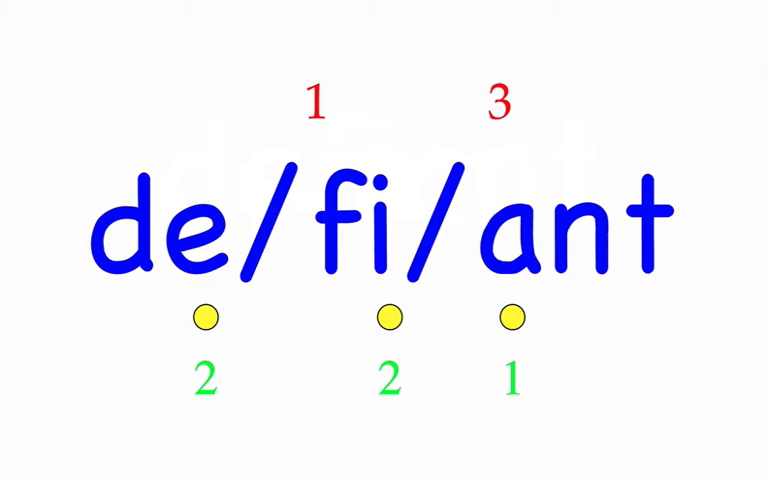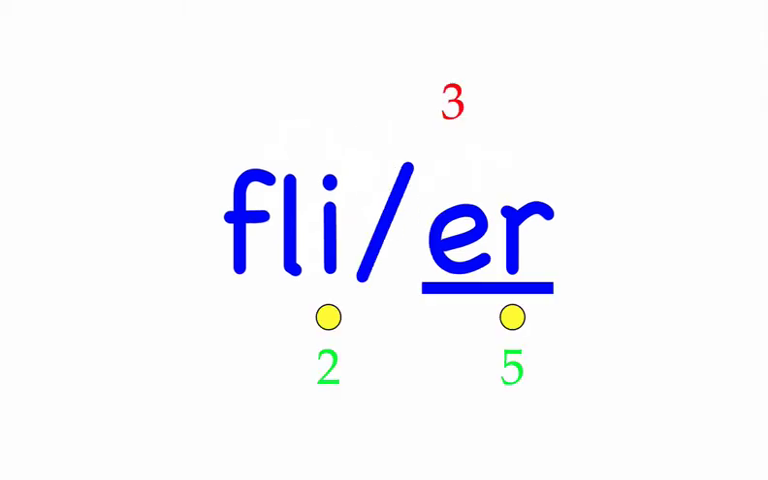Row 3. Fly, flyer. Fly has three sounds. F, L, I. Fly, mark the word. Flyer. Two syllables, first syllable, fly, three sounds, F, L, I. Second syllable, one sound. Flyer. Mark the word.